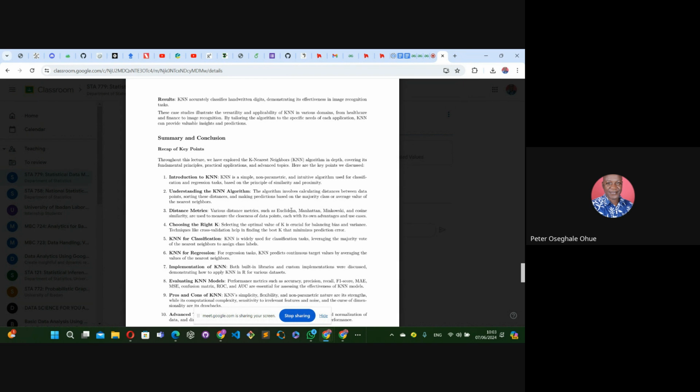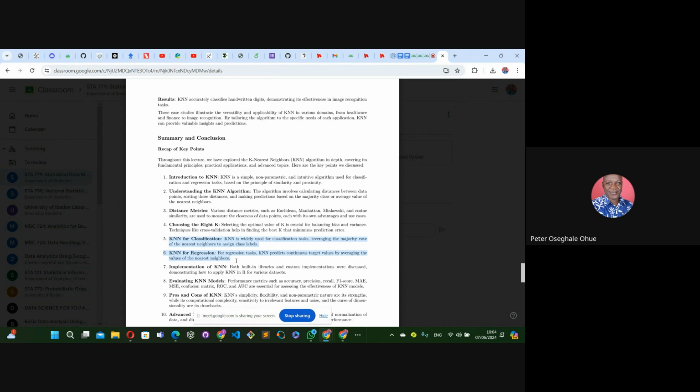So for KNN, in these instances that we are looking at, even on the screen, you can see that in points number 4 and 5. Can you see my screen? If yes, good. So we have KNN for classification and we have KNN for regression.